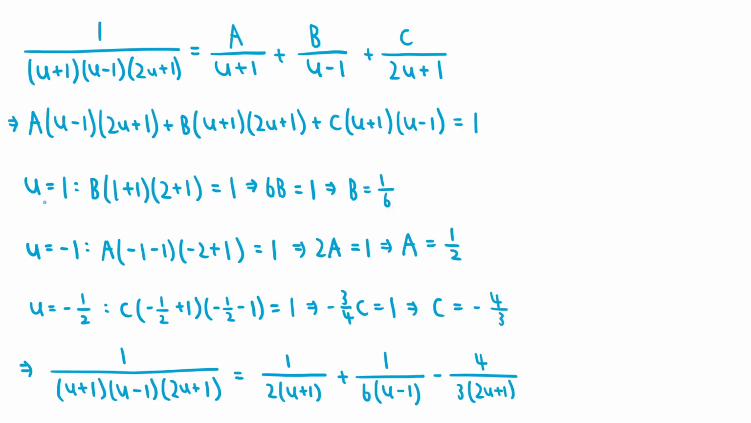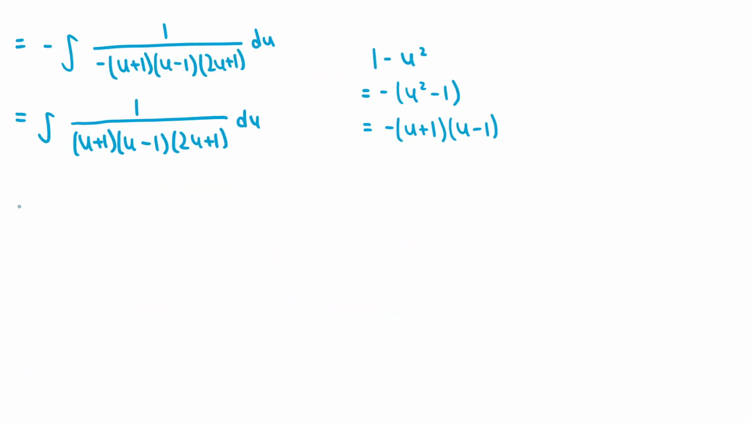If we plug in u equals 1 to this equation, we end up with 6b equals 1, which means b equals 1 over 6. If we plug in u equals negative 1, we get 2a equals 1, which means a equals 1 half. And if we plug in u equals negative 1 half, we get negative 3 over 4c equals 1, which means c equals negative 4 over 3. If we plug in these solved values for a, b, and c, we end up with 1 over u plus 1 times u minus 1 times 2u plus 1 being equivalent to the expression 1 over 2 times parentheses u plus 1 plus 1 over 6 times parentheses u minus 1 minus 4 over 3 times parentheses 2u plus 1.